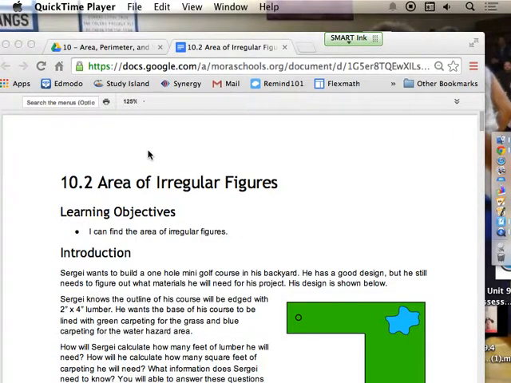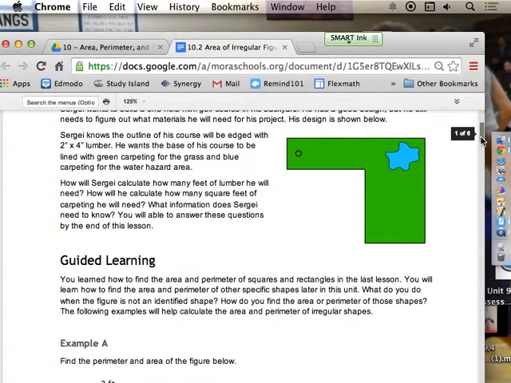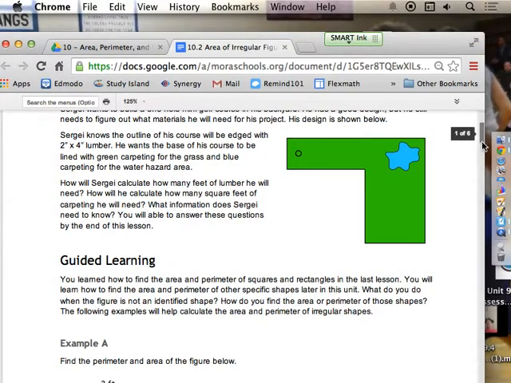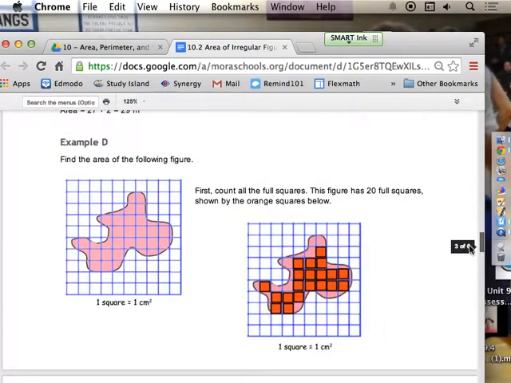All right, we're going to do 10.2, area of irregular figures. Now, the irregular figure can just be sets of blocks next to each other, like we're talking about right here, or it can be something along the lines of a lake that you're measuring in a grid. And we're going to try and find area and perimeter of these things.